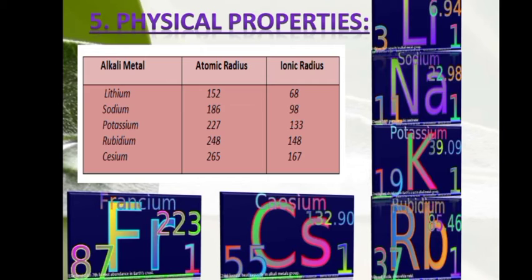We'll see the physical properties. Here you can see the comparative study of atomic radius and ionic radius. While moving down the group, you can see atomic size increases. Similar to that, ionic radius also increases.